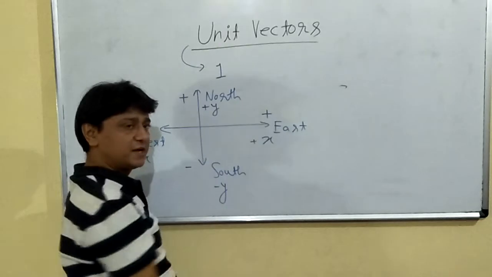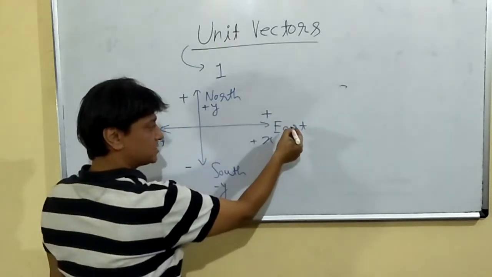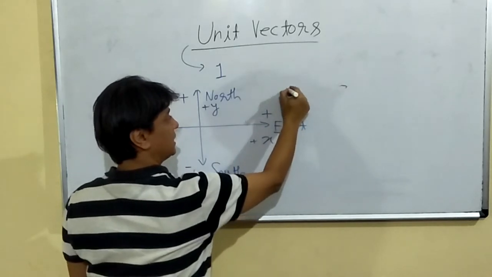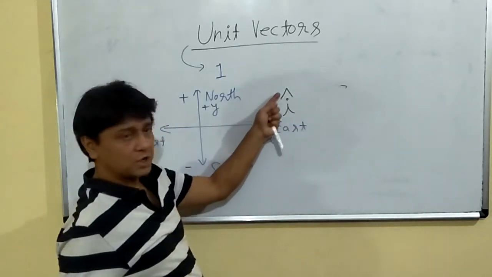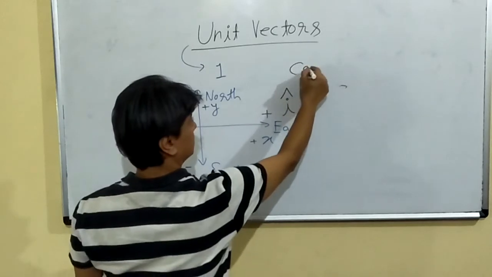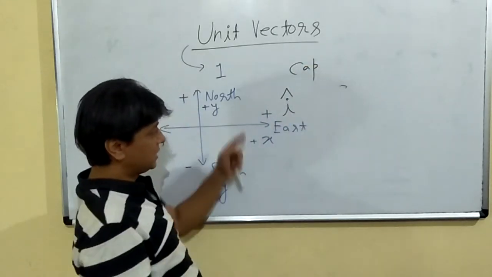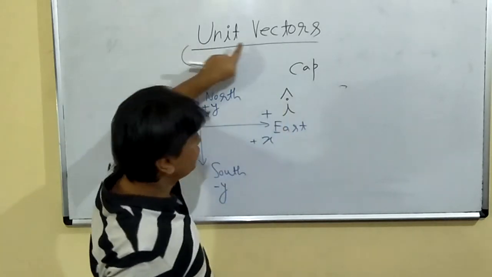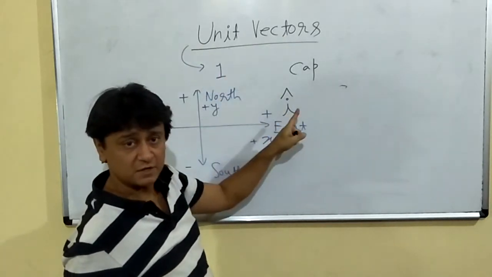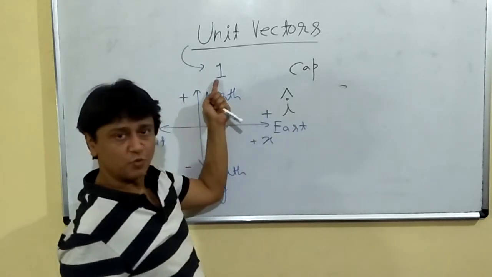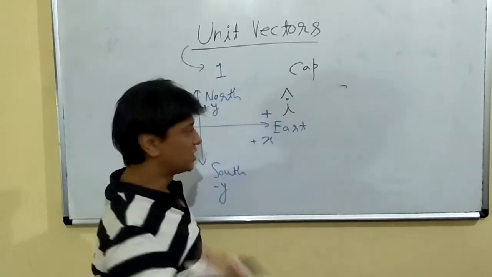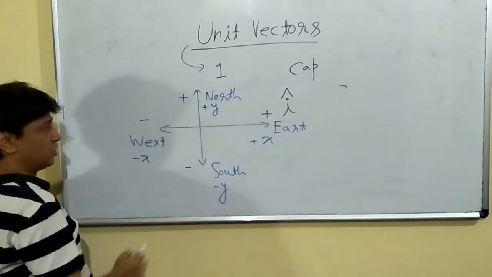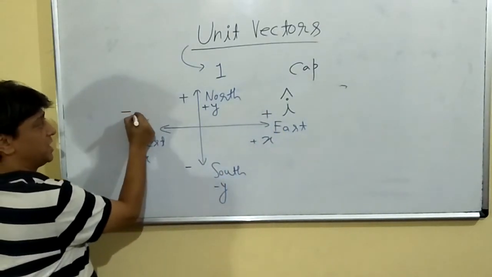ये जो प्लस ईस्ट है, इसको हम बोलते हैं वेक्टर्स में i cap. This is called cap. What is i cap? I cap is a unit vector. It is a vector whose magnitude is what? 1. क्यों लेते हैं 1? थोड़ी देर में क्लियर हो जाएगा. अगर ये प्लस i cap है, then this direction is minus i cap.